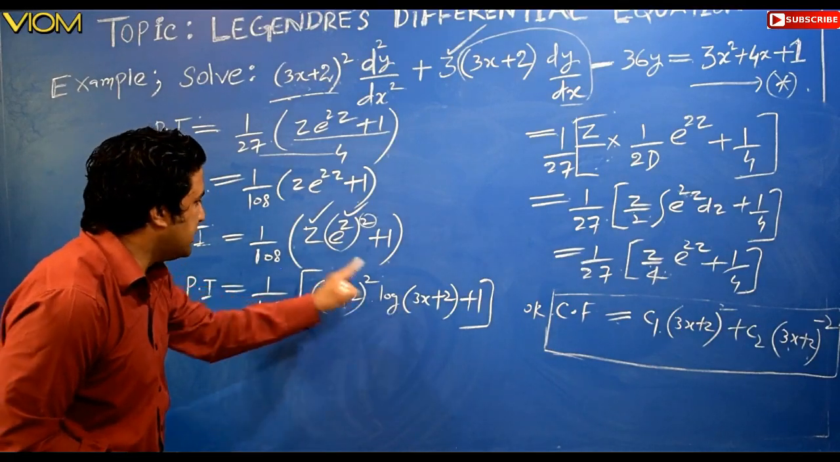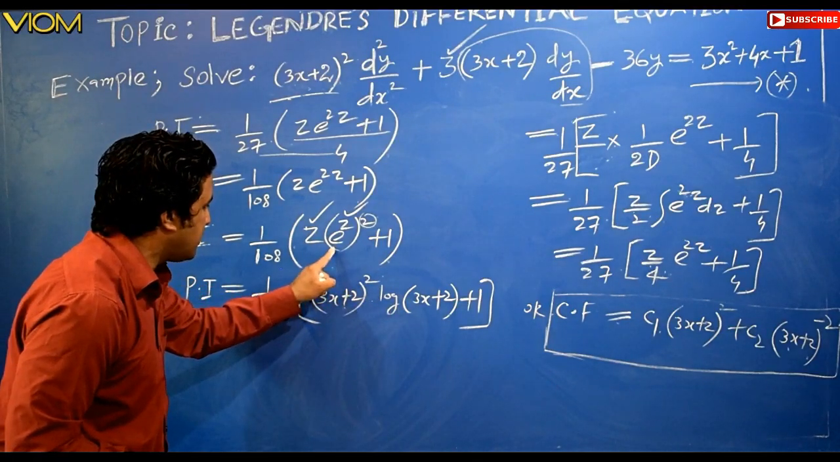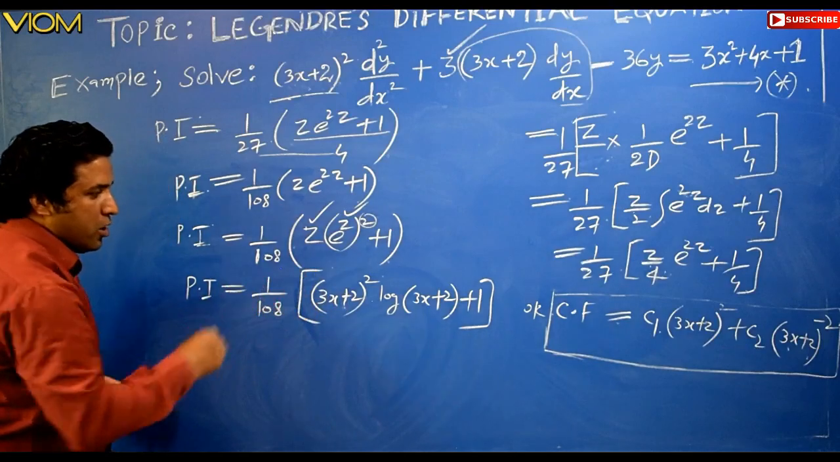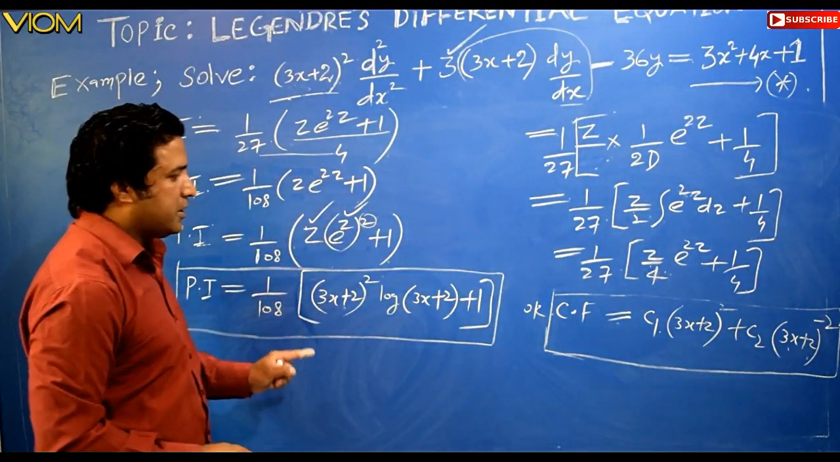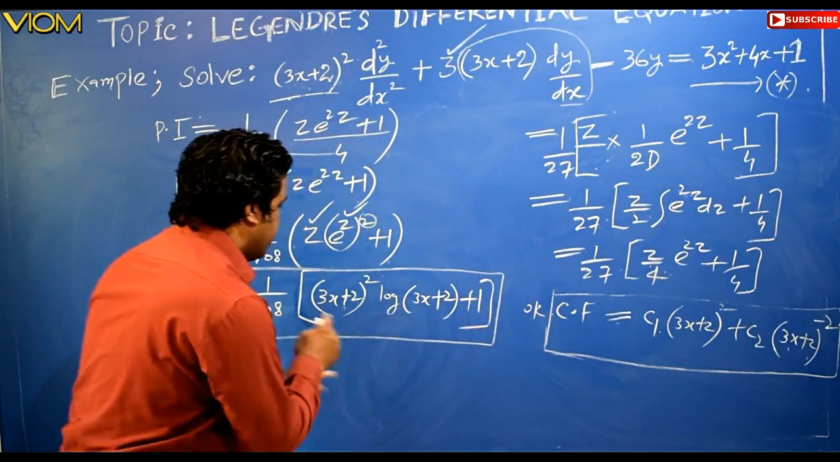So I treated this in terms of x. This is in terms of z. This is in terms of x. Now you know that this is the required particular integral. This is particular integral. This is the complementary function. Now I will add both.